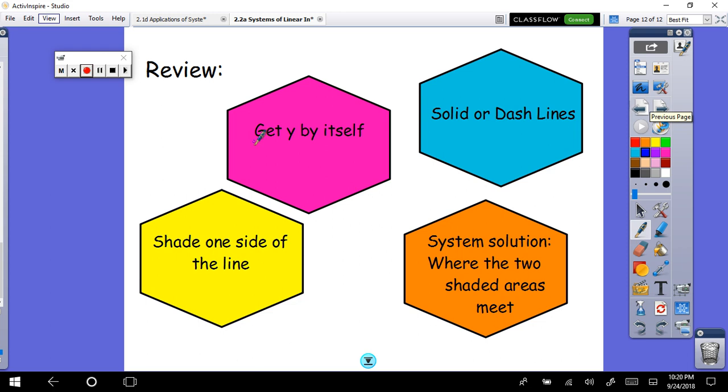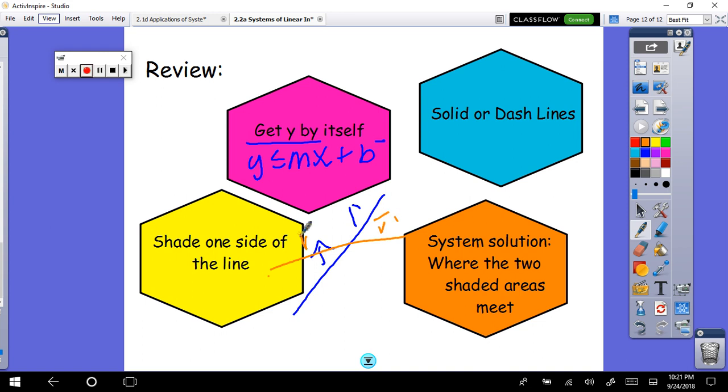But just a few reminders. Remember to get y by itself, and you want it to be in the form mx plus b so you can graph it. Remember to check for solid or dashed line. Shade one side of the line at a time. And then the solution is where two or more of the shaded areas meet. So if you shade above this line and above this line, then the shading is going to overlap here, and that's going to be your solution.